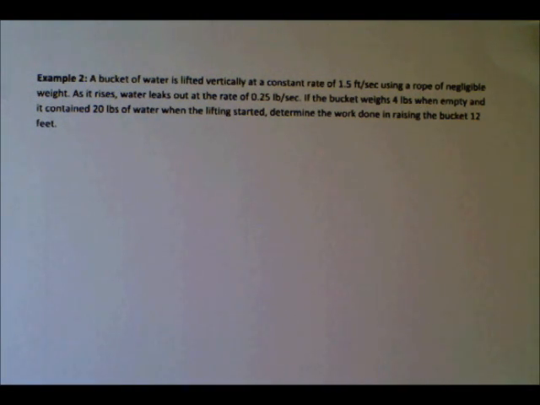In this example, a bucket of water is lifted. Oh, you can just read it yourself. Read, read, read.